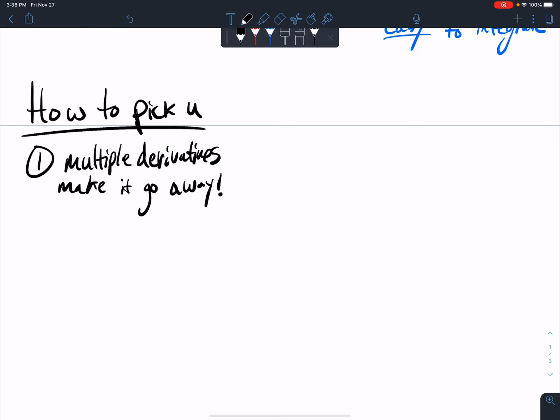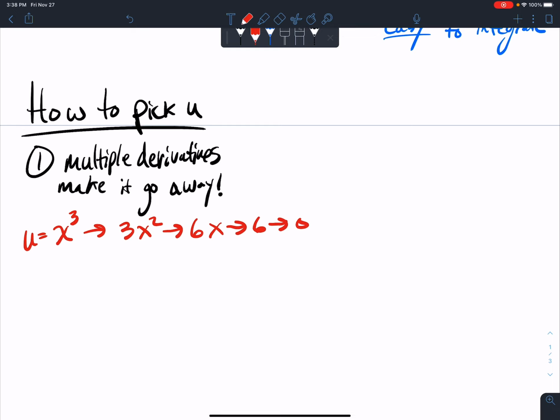All right. So what do I mean by multiple derivatives making it go away? Maybe if I saw some function and it had an x cubed in it. If I made that my u, then whenever I take the derivative of x cubed, I get 3x squared. I take the derivative of 3x squared, I get 3 times 2, that's 6x. I take the derivative of 6x, I get 6, and I take the derivative of 6, I get 0. So eventually that thing goes away.